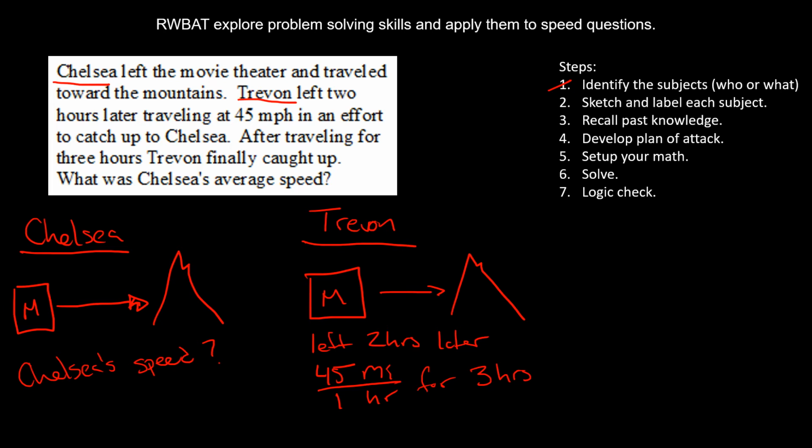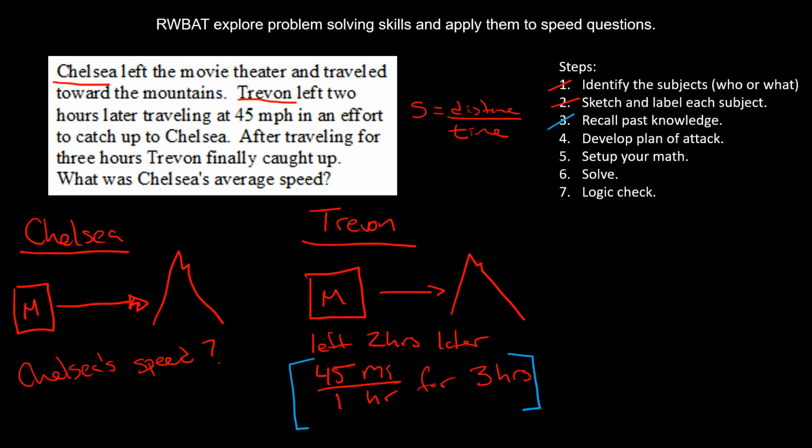So when I'm looking at this, we've already got this sketched out. Let's recall past knowledge. Well, past knowledge is we're doing speed problems. Speed is distance over time. So let's write that out. Let's say speed is distance over time. Okay? So we have that. We have this 45 miles per hour, so this is important here. So we've recalled, and let's figure out a plan of attack.